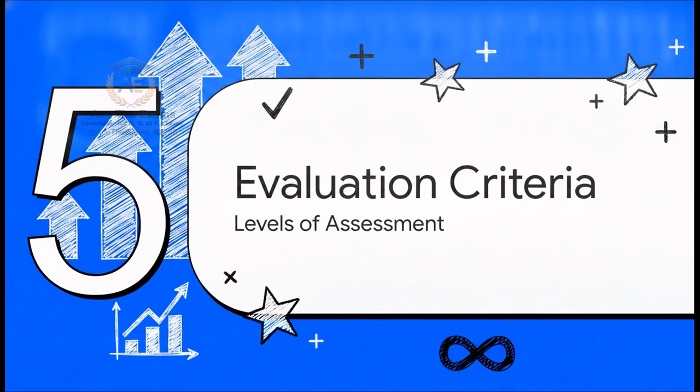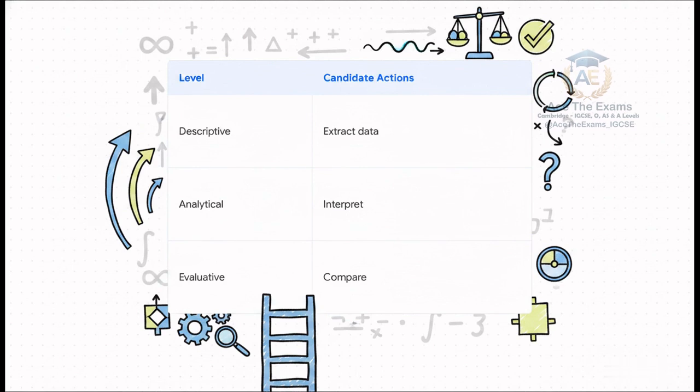Finally, Section 5, the evaluation criteria. We've talked a lot about the math and the framework, but let's look at how you actually elevate a standard passing answer into a top-tier maximum mark response. Notice the progression on this table. Lower-level answers stay stuck in that descriptive tier. They just extract data from the text, write down a formula, and plug numbers in.